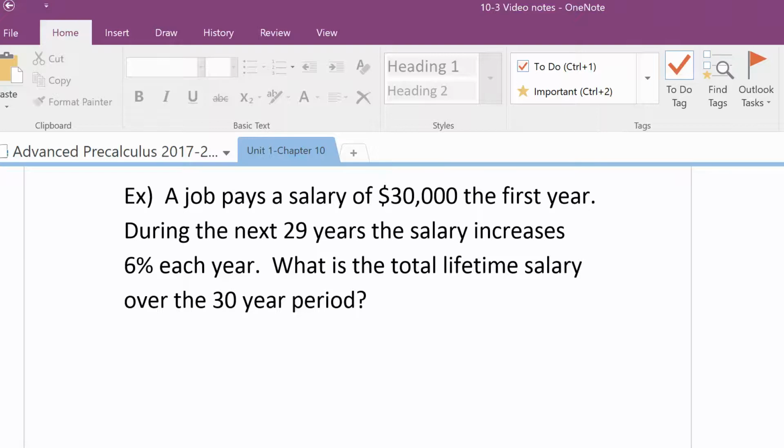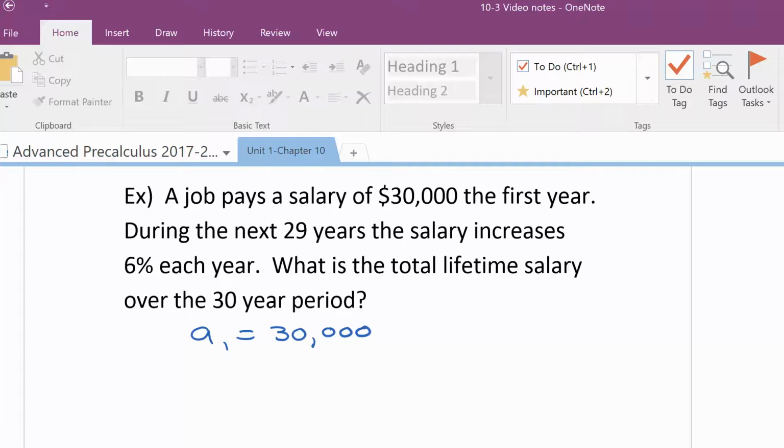So just like with the arithmetic sequence, the geometric sequence has word problems. So if a job pays a salary of $30,000 the first year, and during the next 29 years the salary increases 6% each year, what is the total lifetime salary over the 30-year period? So in this case, the first term, the initial salary, is $30,000.